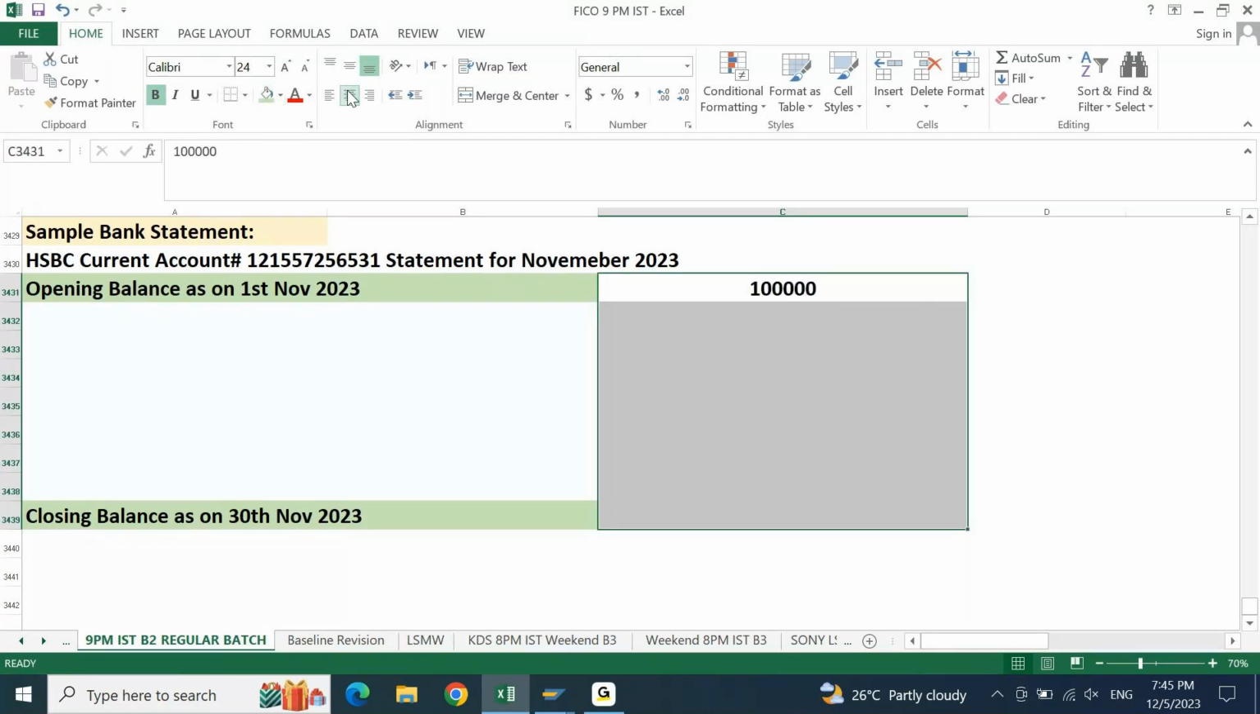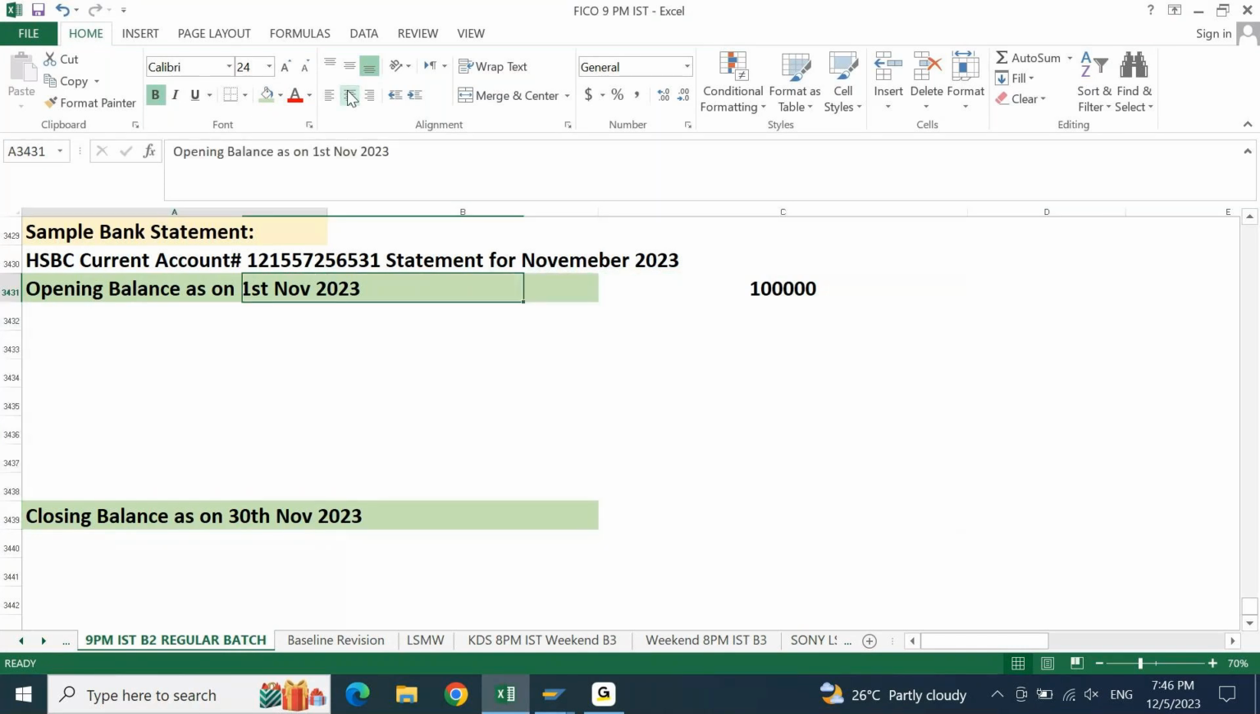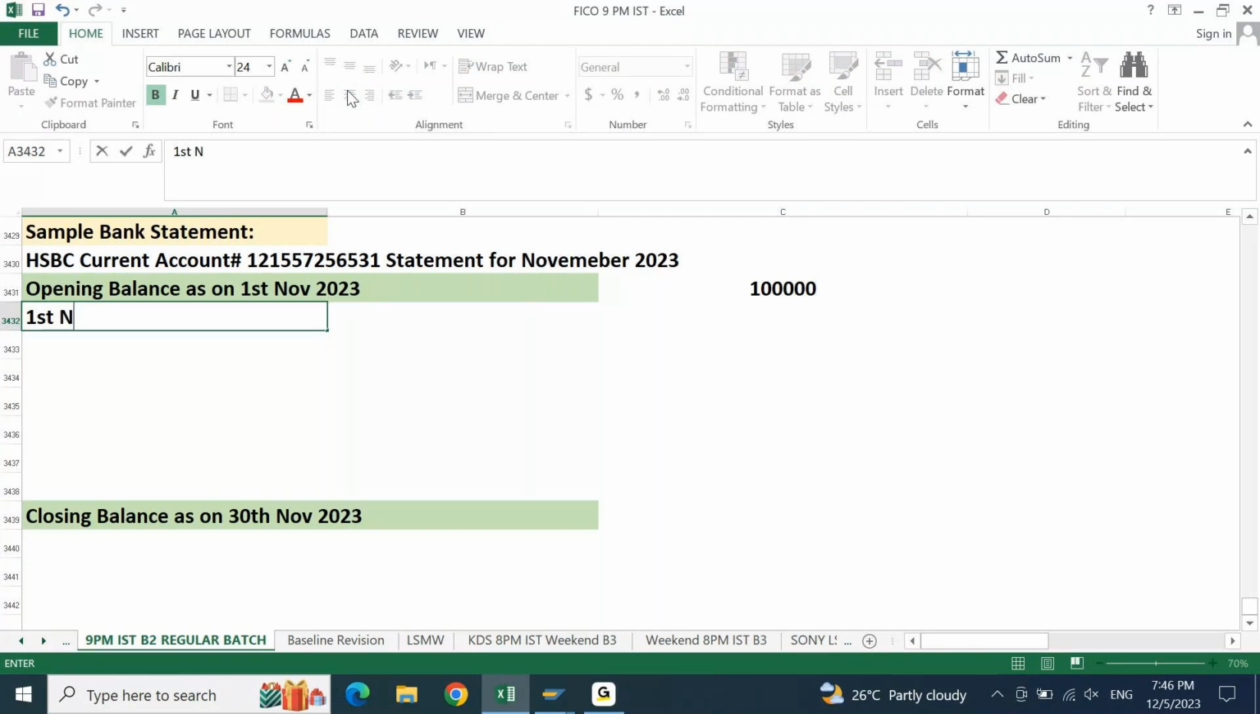1 lakh is the bank opening balance as on 1st November. Now let's say on different dates you have different transactions. Now I will say on 1st November, check issued to Mr. A.